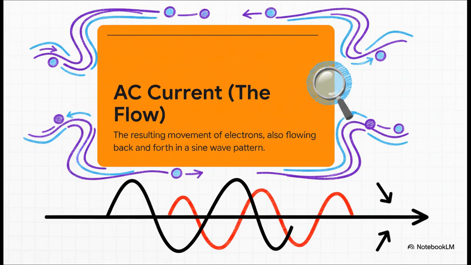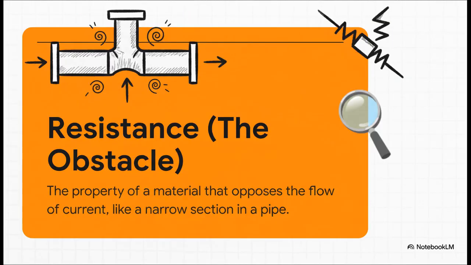Okay, so if voltage is the push, then current is the flow. It makes sense, right? This is the actual movement of electrons, shuffling back and forth inside the wire. And naturally, this flow is going to perfectly mimic the push it's getting from the voltage, creating its very own matching sine wave. And our third character is resistance, the obstacle.